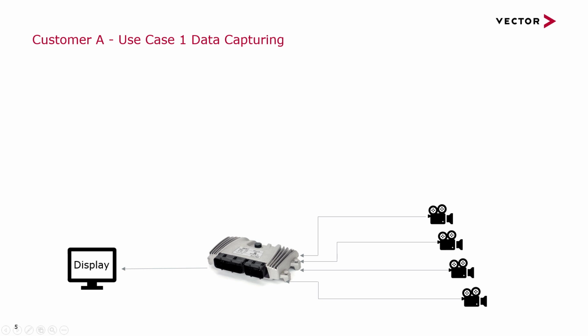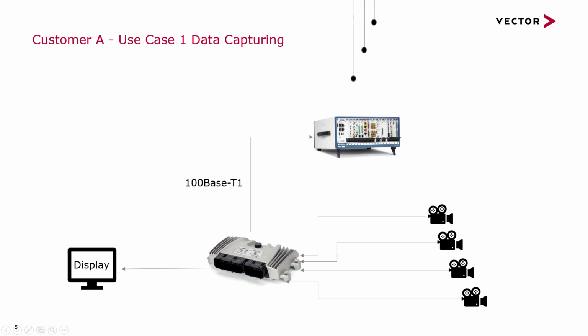Now, on to the first use case from the first customer. This is their setup. The ECU has got the inputs coming in from a number of different cameras, and then the output is being displayed on the TFT screen. Now, in their current setup, they are capturing this video data over the LVDS into the NI setup, as well as capturing the remaining Ethernet, SOME/IP communication over the 100BASE-T1 into the NI setup.